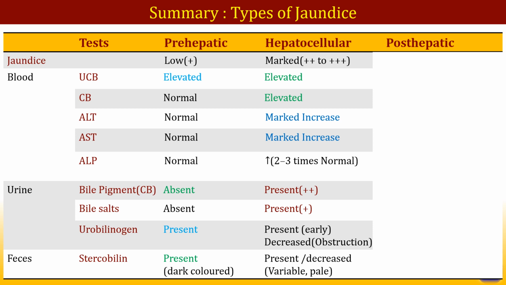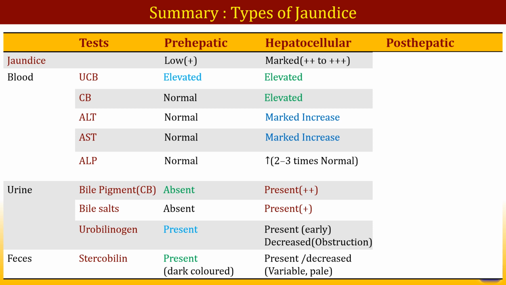So these are the important key points about prehepatic jaundice. Coming to hepatocellular or hepatic jaundice, the jaundice will be marked in this condition, and both conjugated and unconjugated bilirubin will be elevated. As there is damage to the hepatocytes and there can be intrahepatic cholestasis later on, or damage to the intrahepatic bile duct, all three enzymes, ALT, AST and ALP, will be increased in hepatocellular jaundice. But the increase in ALT and AST will be very high. There will be a marked increase in both ALT and AST.